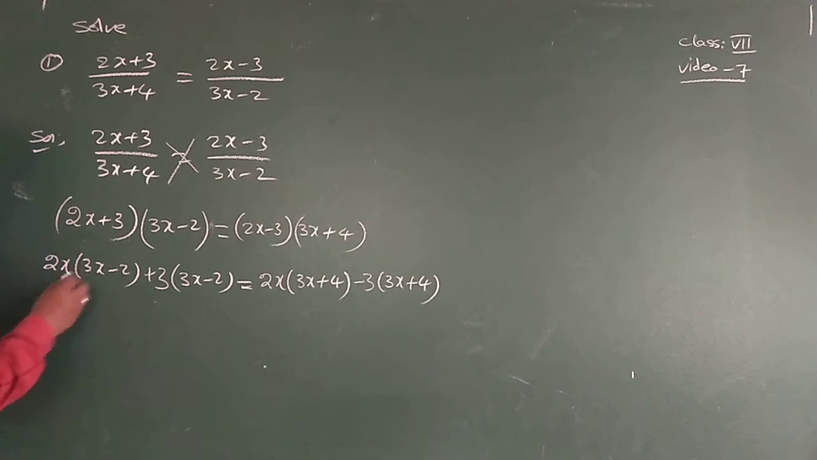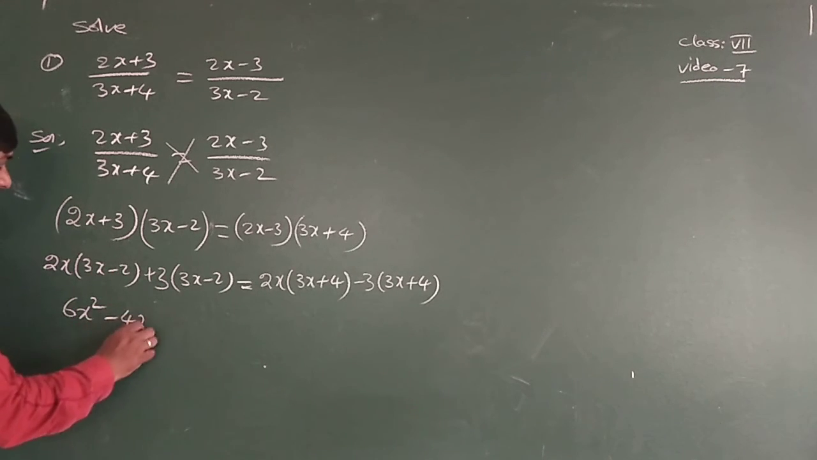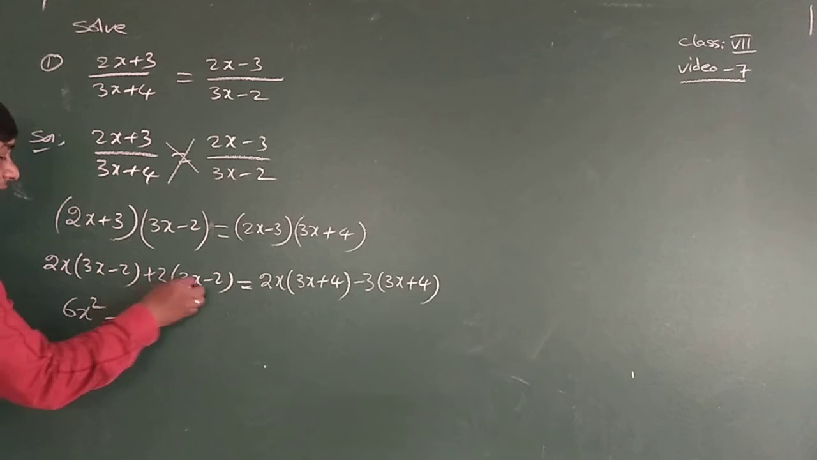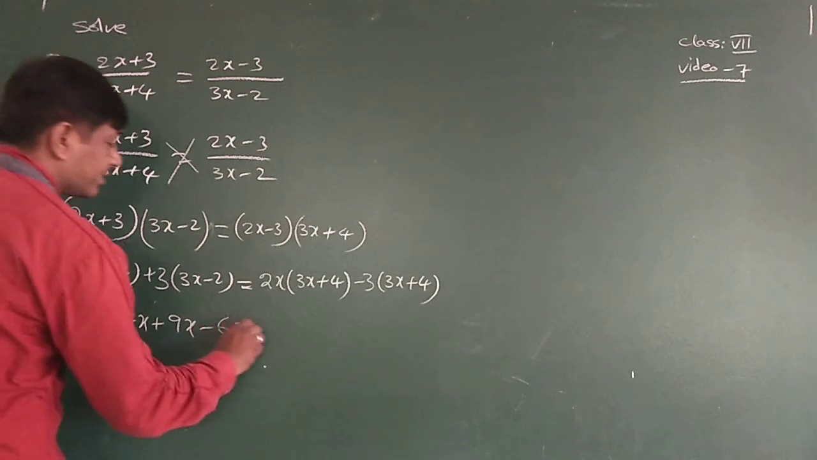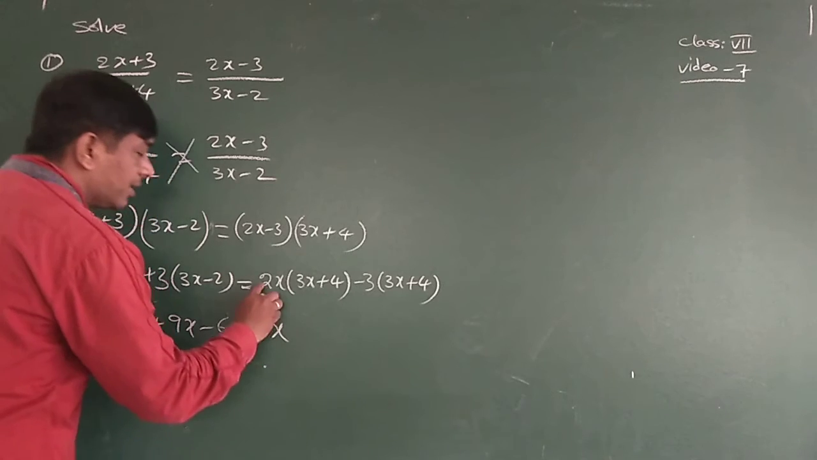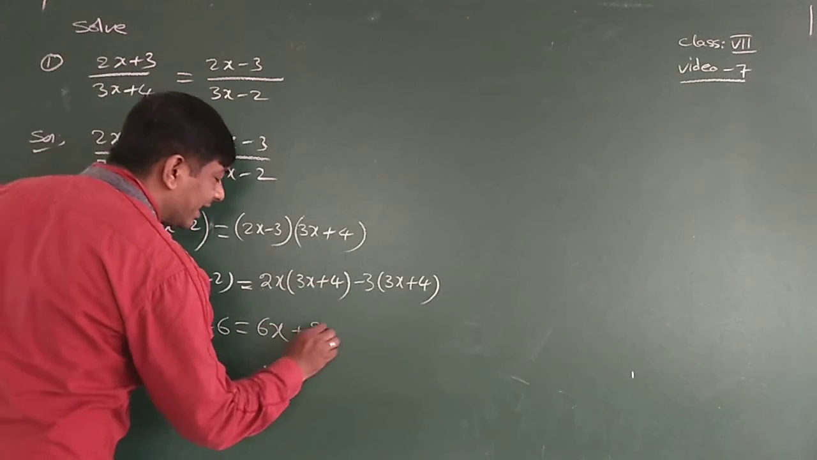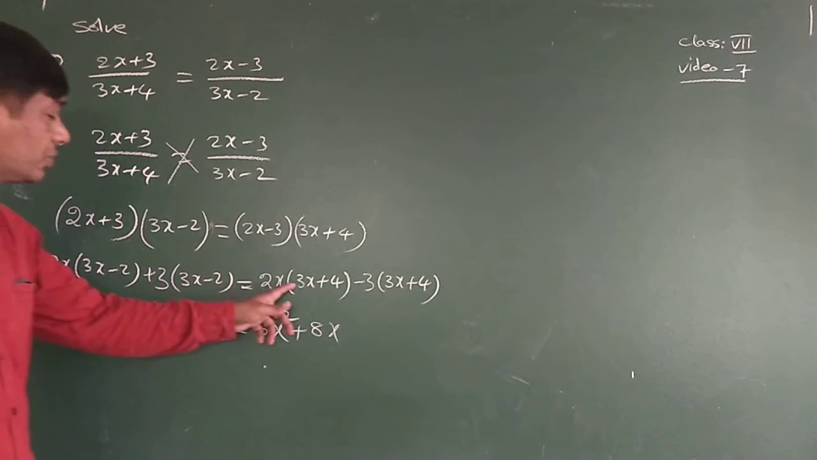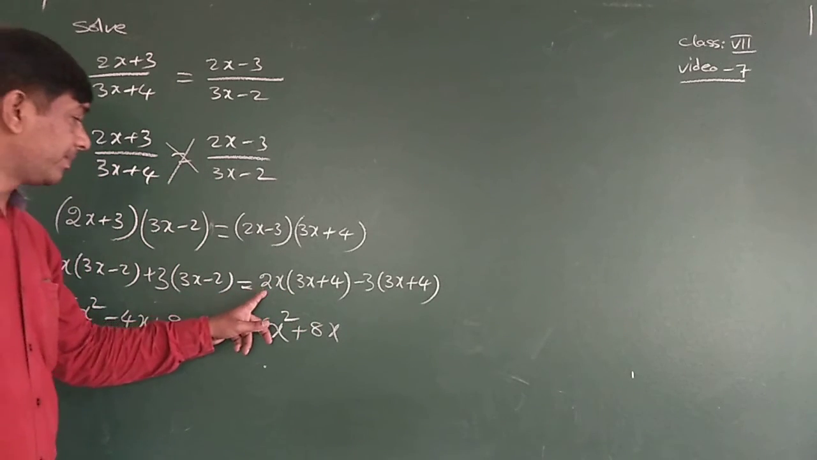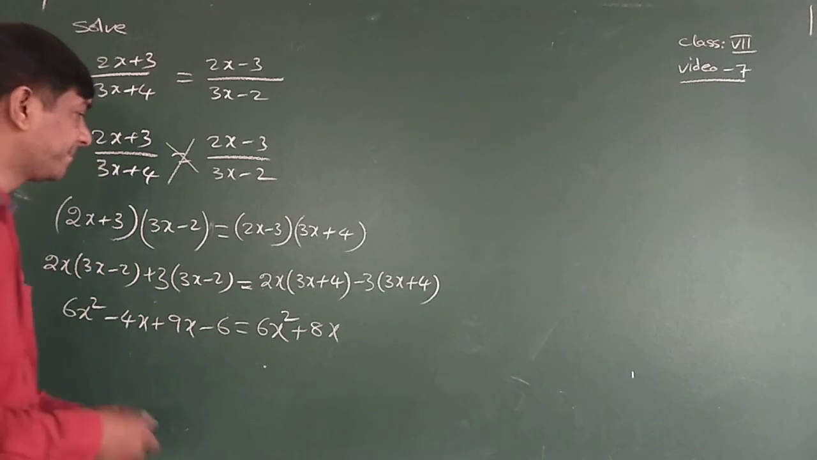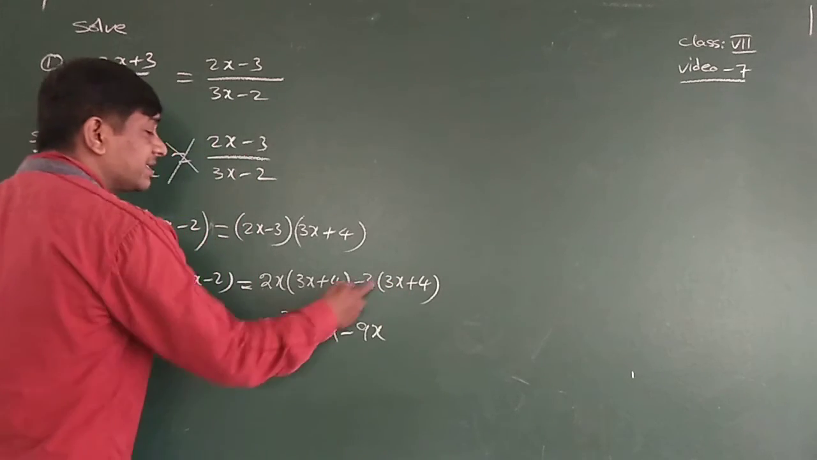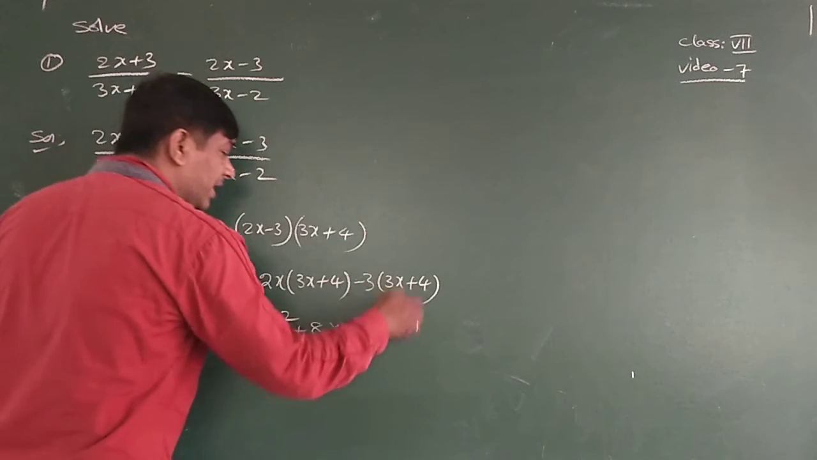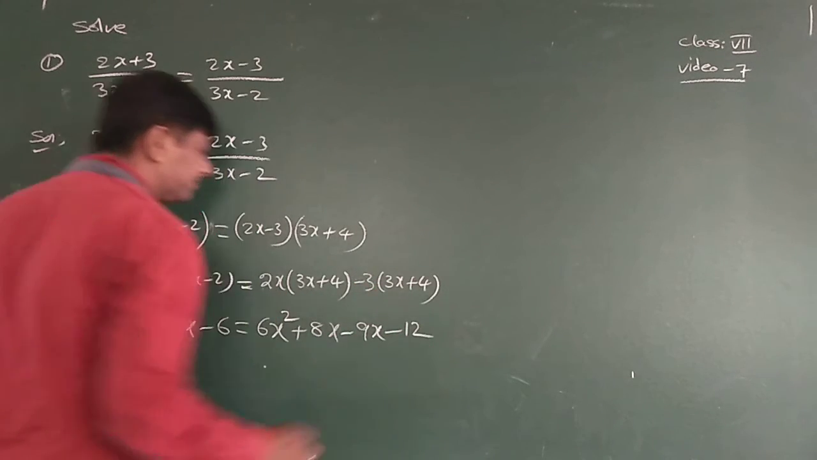Now 2 3s are 6x square, plus into minus minus, 2 2s are 4x. These two completed. Now plus 3 into 3, 3 3s are 9x. 3 into plus into minus minus, 3 2s are 6, is equal to 2 3s 6x square, plus into plus plus, 2 4s 8x, minus into plus minus, 3 3s are 9x, because we have no variable there, minus into plus minus, 3 4s 12.